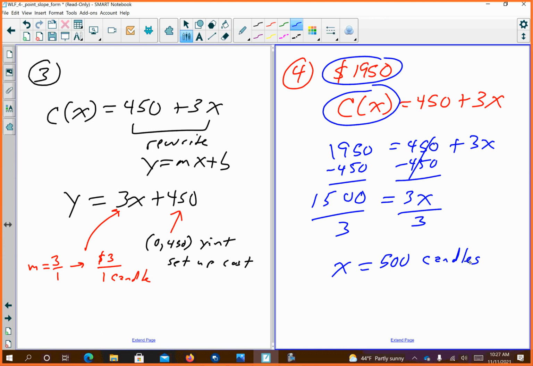Okay? So determine the number of candles. We did. 500 candles. 500 candles cost us $1,950. I don't know if that's a good price. I hope it's not the little tiny birthday candles. I hope they're the big old ones.